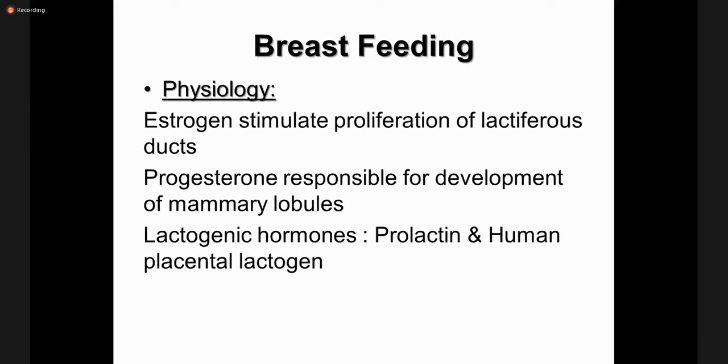Progesterone is responsible for the development of mammary lobules, and estrogen is causing the proliferation of the ducts. What are the lactogenic hormones which cause milk production? These are prolactin and human placental lactogen. The human placental lactogen comes from the placenta. When the patient is in the last trimester, this hormone is present and it causes milk production even before delivery.